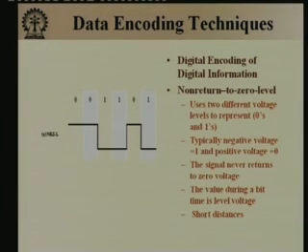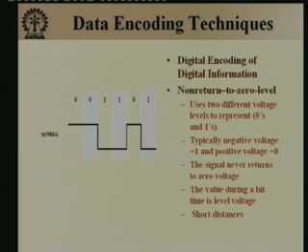Now, let us take a quick look at how data is encoded. The simplest one is of course using the level of the voltage. For example, over here this is a non-return to 0 level, so called NRZ encoding. It uses two different voltage levels to represent zeros and ones. Typically negative voltage equal to 1 and positive voltage equal to 0, and the signal never returns to 0 voltage. So, it sort of flip flops between a negative voltage and a positive voltage.